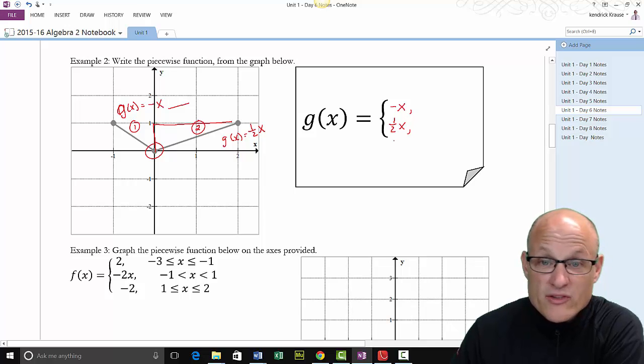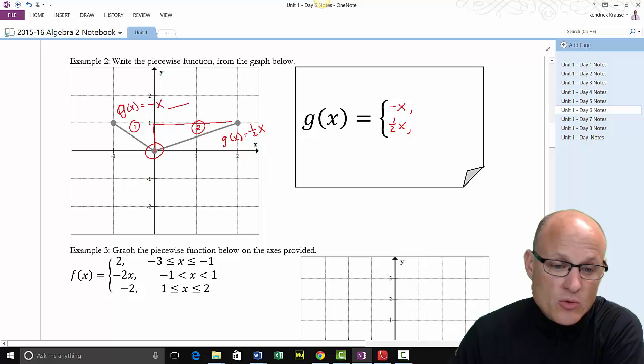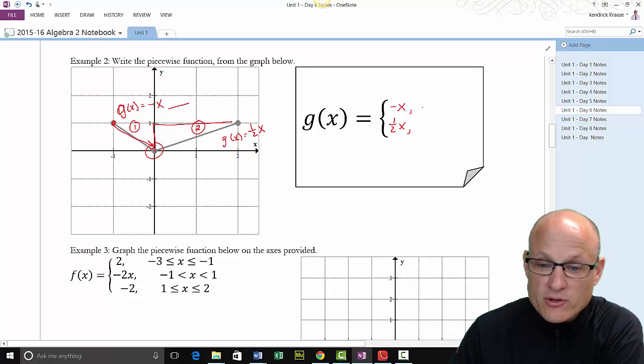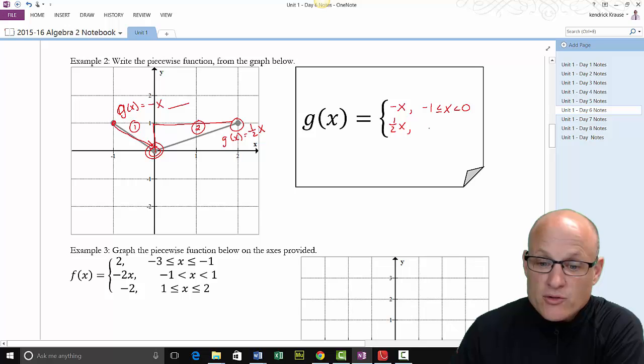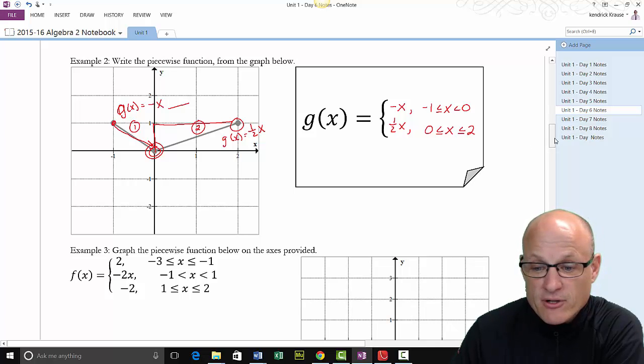Now, what's the domain for the first one? Oh, we're going from -1 to 0, but I won't include 0. So from -1 less than or equal to x less than 0. And we'll include the 0 on the next one. So from 0 to 2. So 0 is less than or equal to x is less than or equal to 2. And there you go. That's that function.